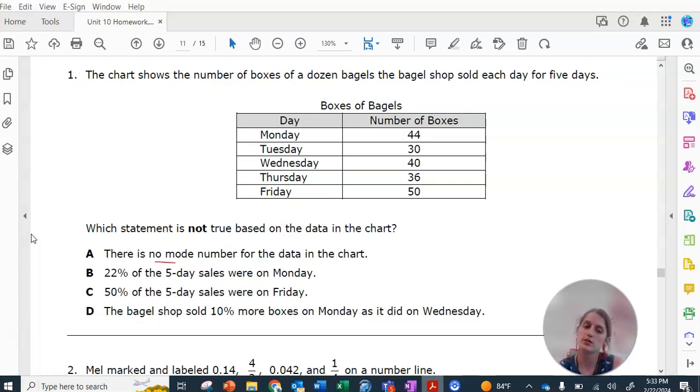You know what mode is, so I'm not going to really go over that. I am going to refresh your memory on all these percentage problems, though. In order to find a percent, you need to find the total sales, add them all up, and then you're talking about the part over the whole. So we're talking about Monday here. The part is 44. 44 over 200. Percents are out of 100, so simplify that. See if it's 22%. Don't get too excited if it is, because we're looking for the one that is not true.